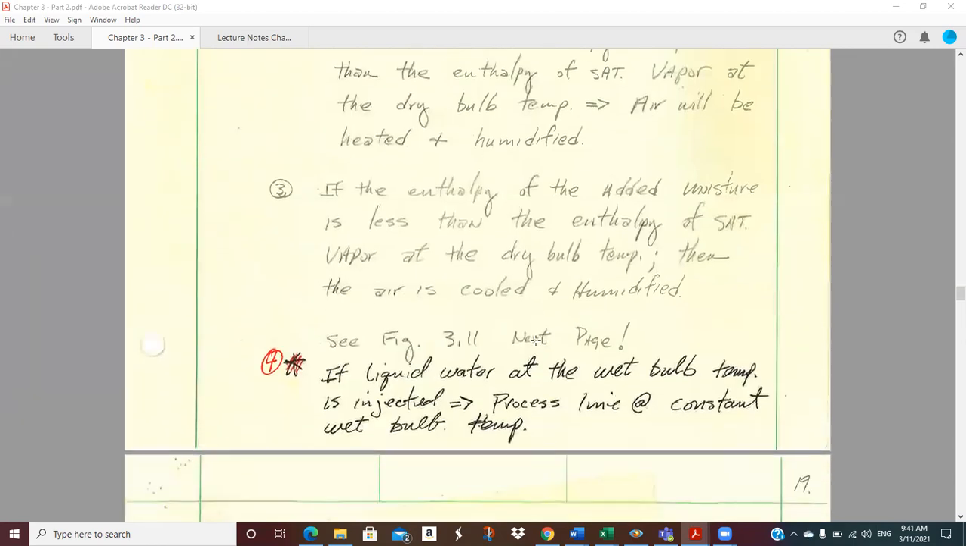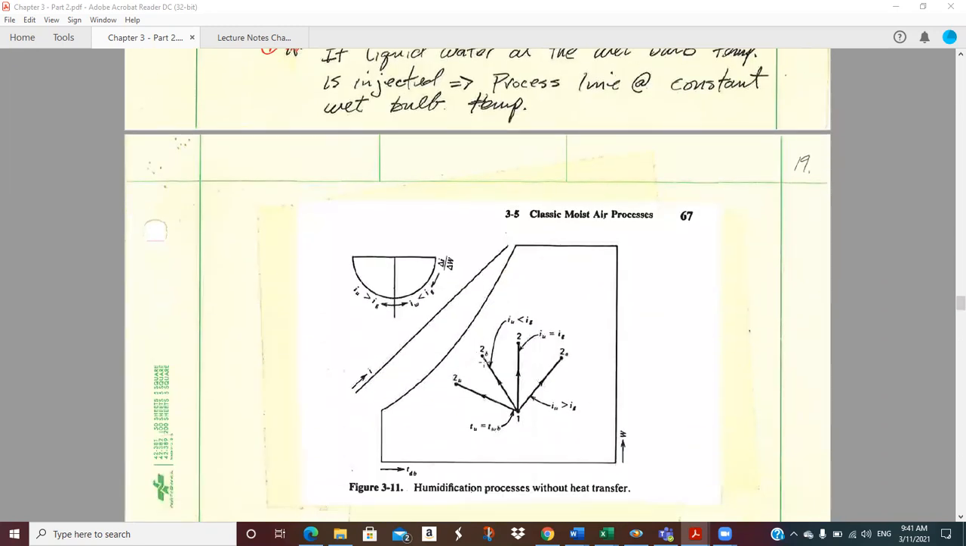And then we have a case three. If the enthalpy of the added moisture is less than the enthalpy of saturated vapor at the dry bulb temperature. So that's kind of our guidepost there, the enthalpy of saturated vapor at the dry bulb temperature. Well, so if the enthalpy is less, then it's gonna be cooler. And so then we're gonna add moisture, which means we're going up on the psych chart, but we're gonna cool the dry air down a little bit. So we'll see a cooling as well as an increase in moisture or an increase in relative humidity for that flow.